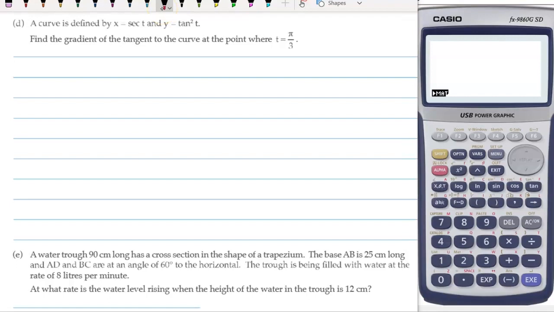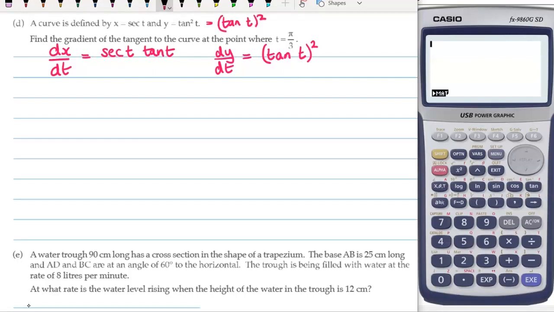Got some parametric equations for part D. So dx by dt, well, sec is on your formula sheet, that differentiates to sec tan. Dy by dt, tan squared, think about it as being tan of t squared, and then, oh, I should have written that up here, that's tan of t squared, so that when we differentiate it, you can now see it's a chain rule.